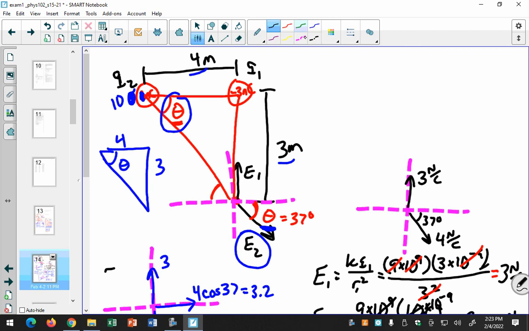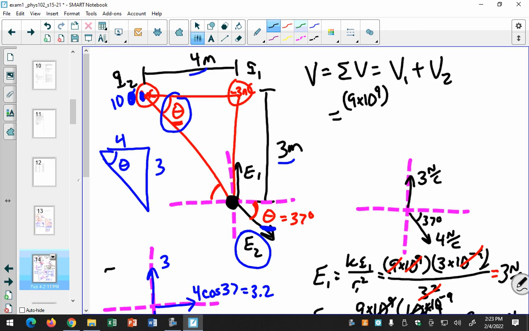What is the voltage or the potential at this point? That's relatively easy. It's the sum of the individual potentials, which is going to be V1 plus V2. That's going to be kQ over r, or 9 times 10 to the 9th, Q1, negative 3 times 10 to the minus 9, divided by r, which is 3, plus 9 times 10 to the 9th, Q2, 10 times 10 to the minus 9, divided by r, which is 5.